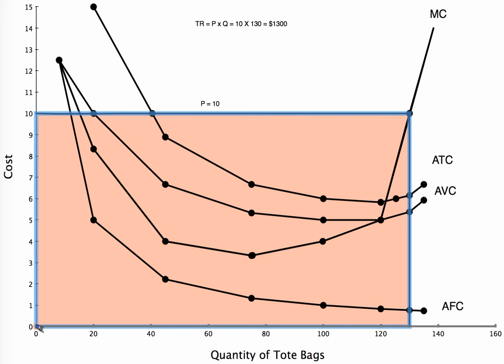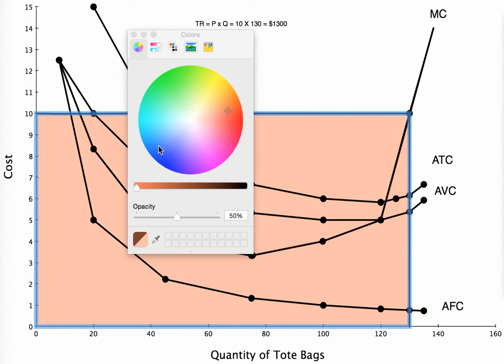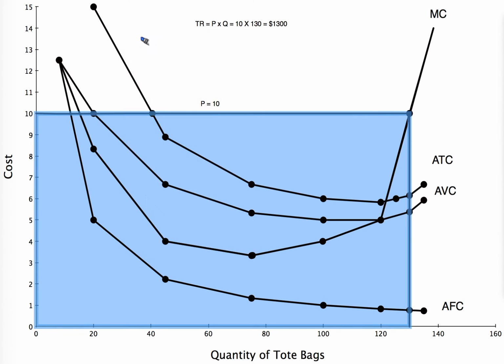But we want to know how much of that money we get to keep. That is, how much profit are we making? To determine our economic profit, we have to look at, if we're producing 130 units, what is the cost to produce those 130 units? So notice here at 130 units, the price we're selling it for is 10, but the per unit cost is about $6.25.